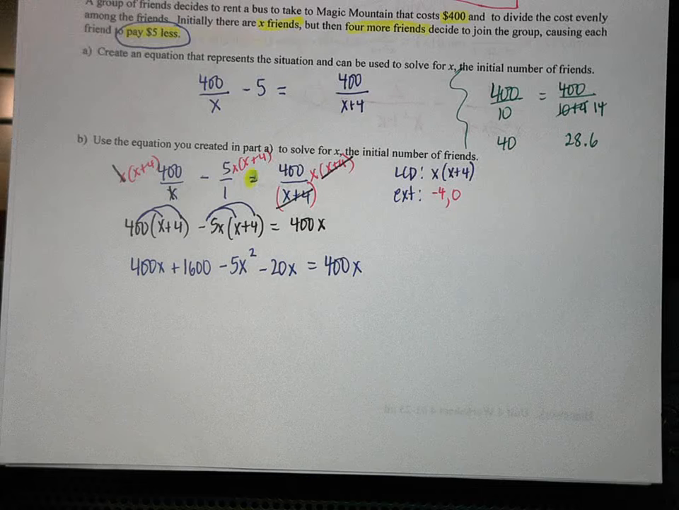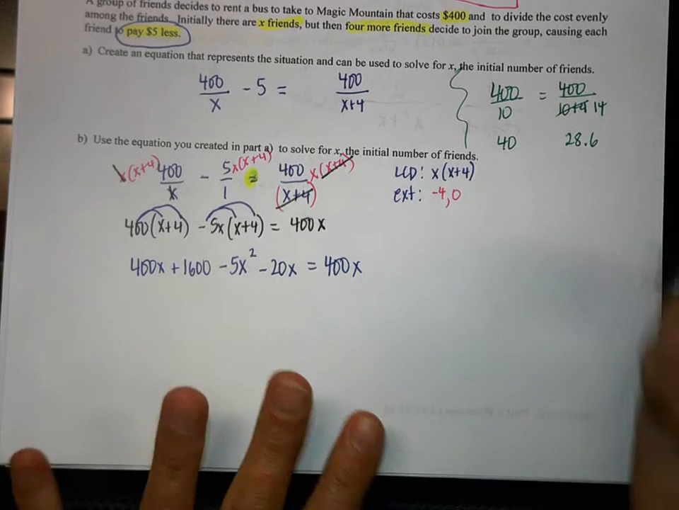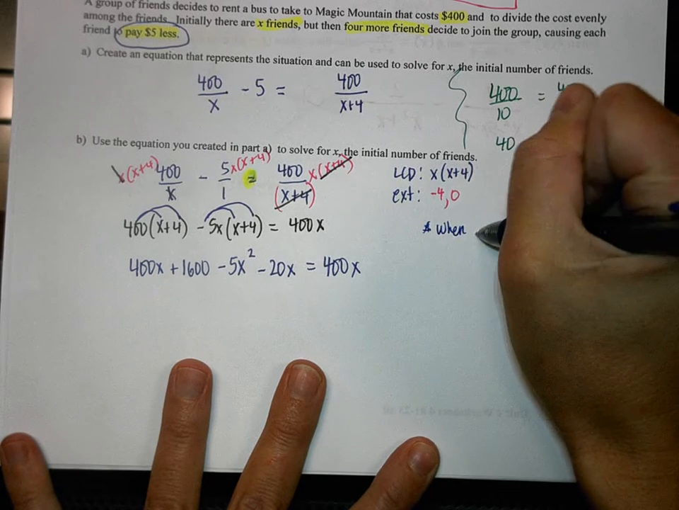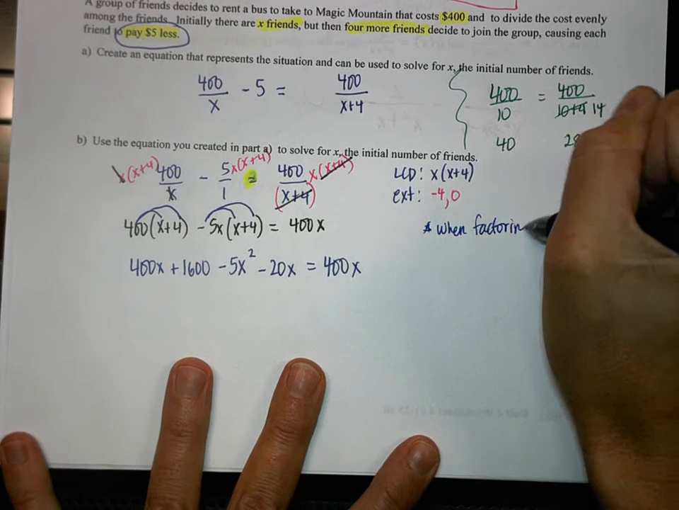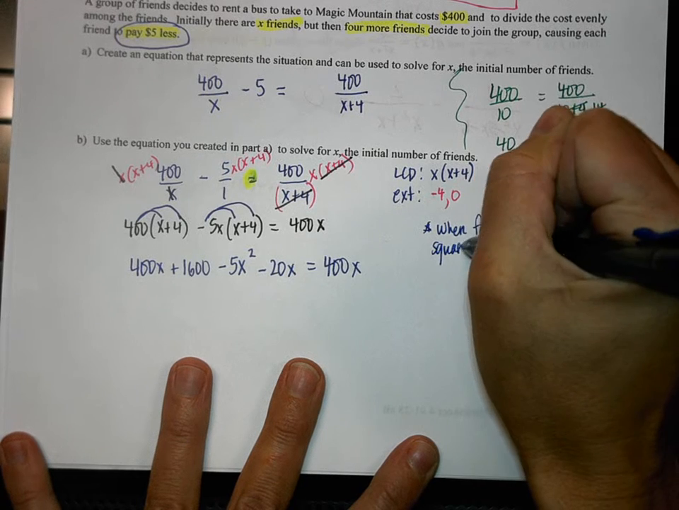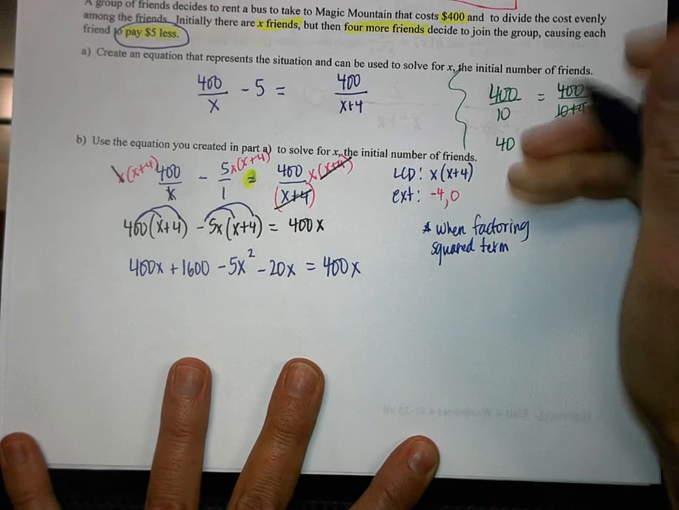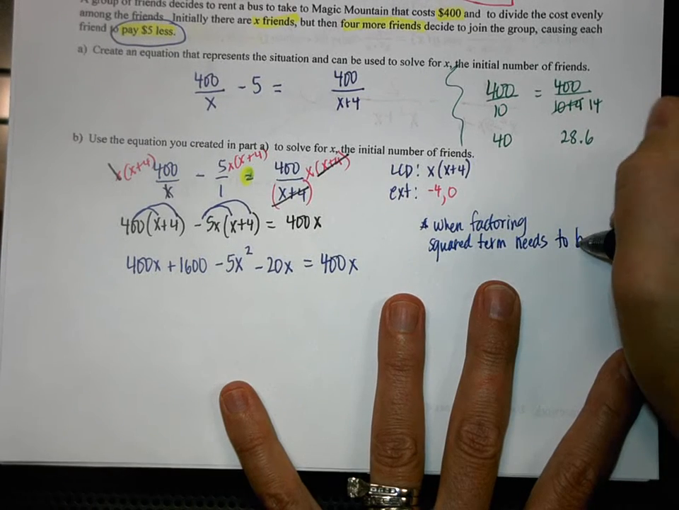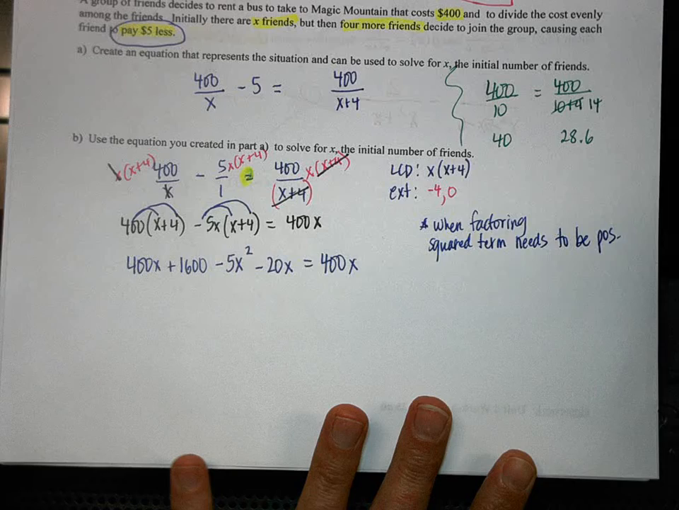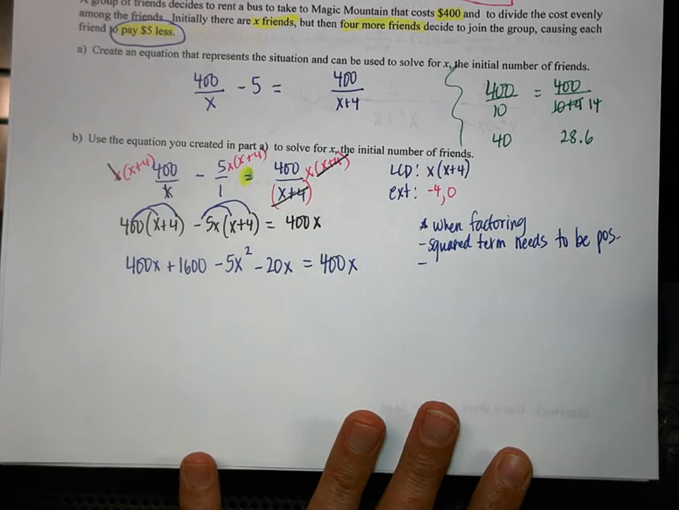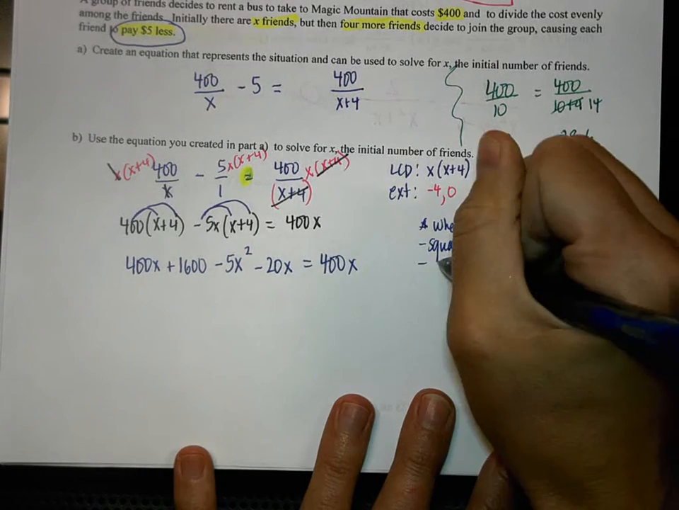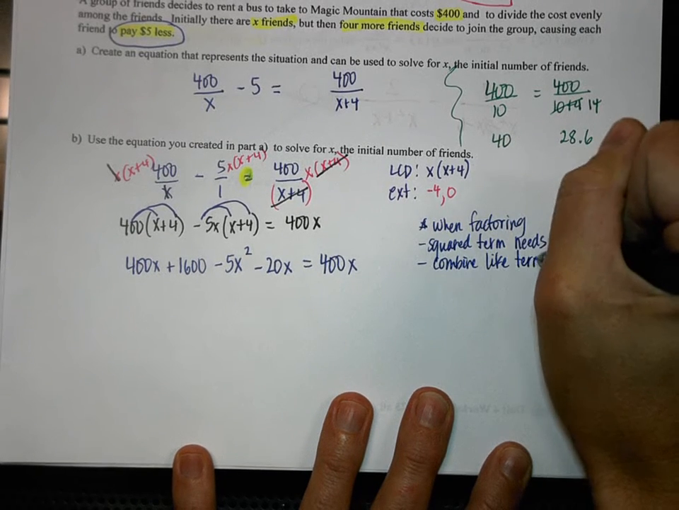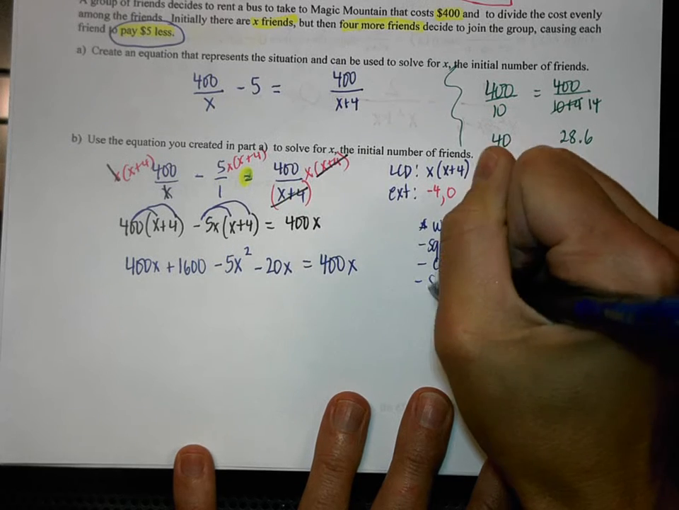Okay, so if you don't remember those things, maybe we should write them down right here. So let's just put a little side note. When factoring, the squared term needs to be positive. What is the other thing we need to do? Combine like terms. And what was the third thing? Very good. Set equation equal to 0.